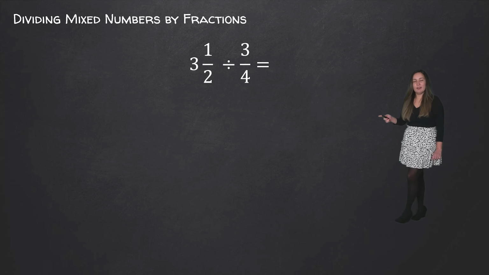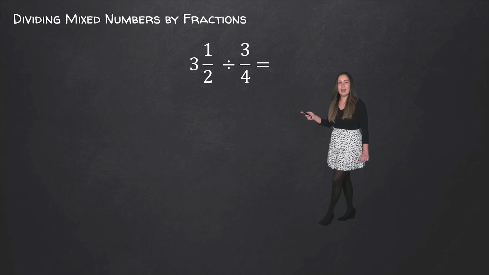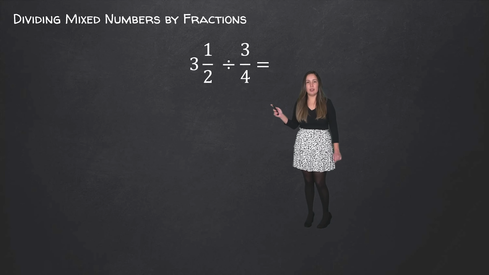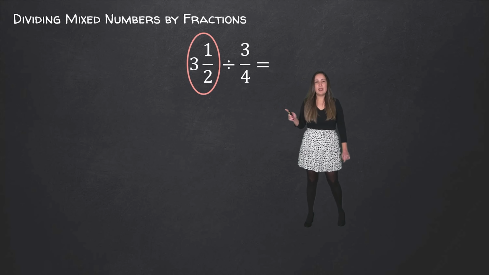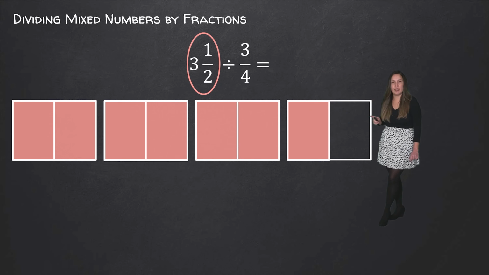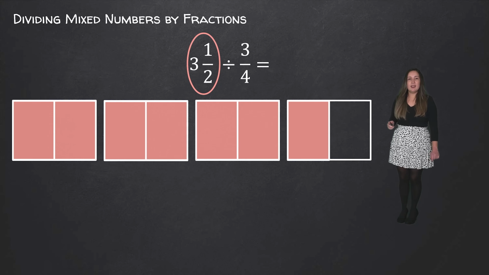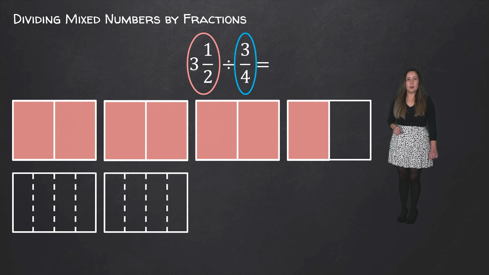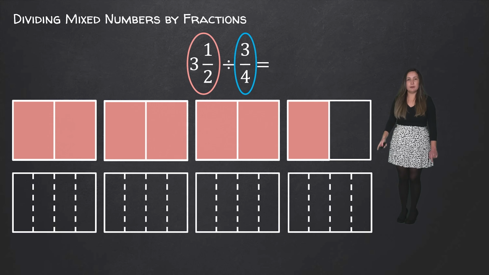So here we have our final example, which is 3 1/2 divided by 3/4. First, we're going to represent 3 1/2. So here we have 3 1/2 pieces. And then we're going to divide by 3/4. So we have to represent models in fourths directly underneath. And we want to figure out how many sets of 3/4 fit into 3 1/2.